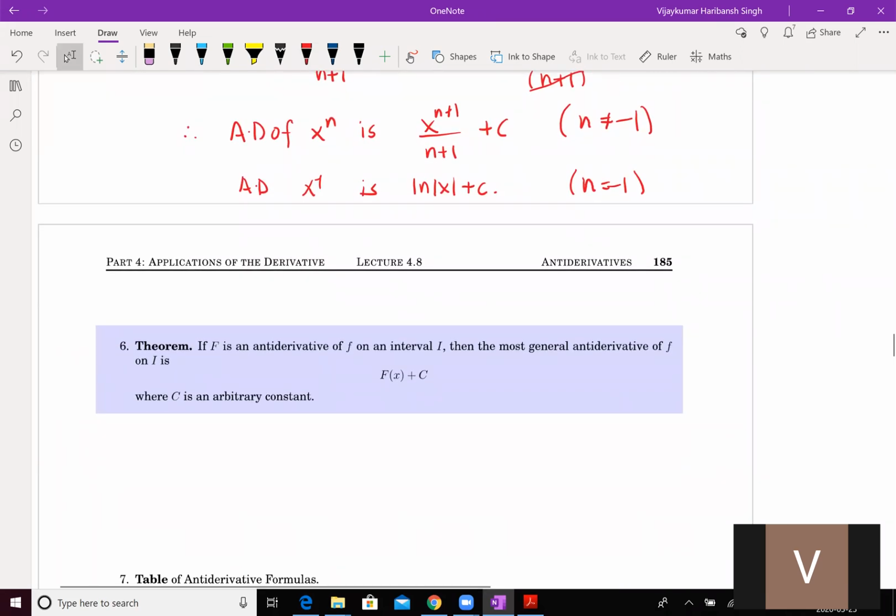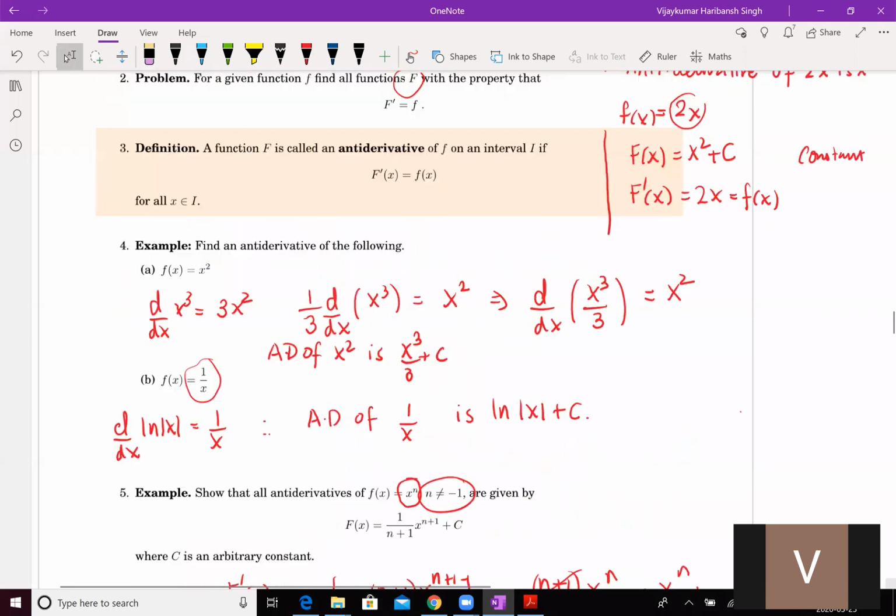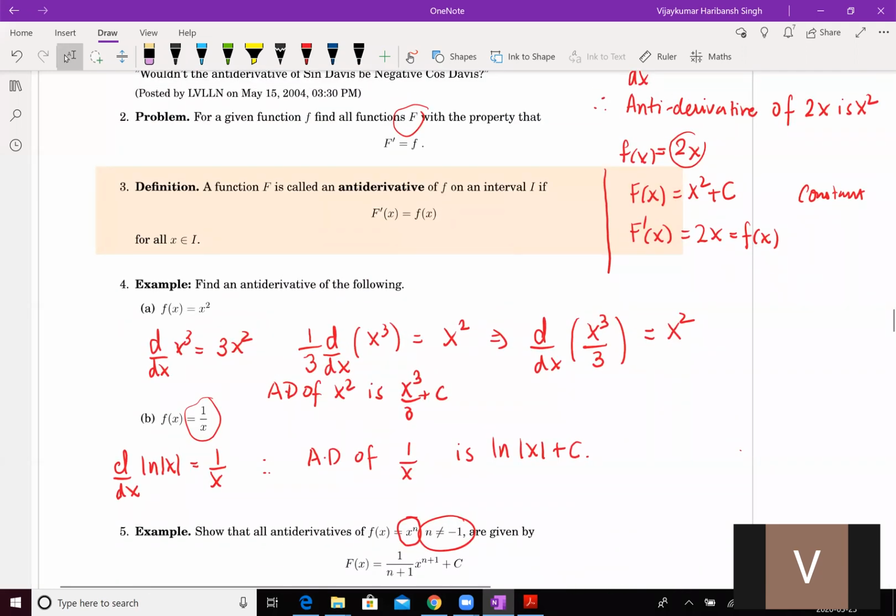Okay. So let's go back to the formal definition. A function F is called an antiderivative of a small f on an interval I if you take the derivative of F, you get this small f back. So this is what the antiderivative is about.